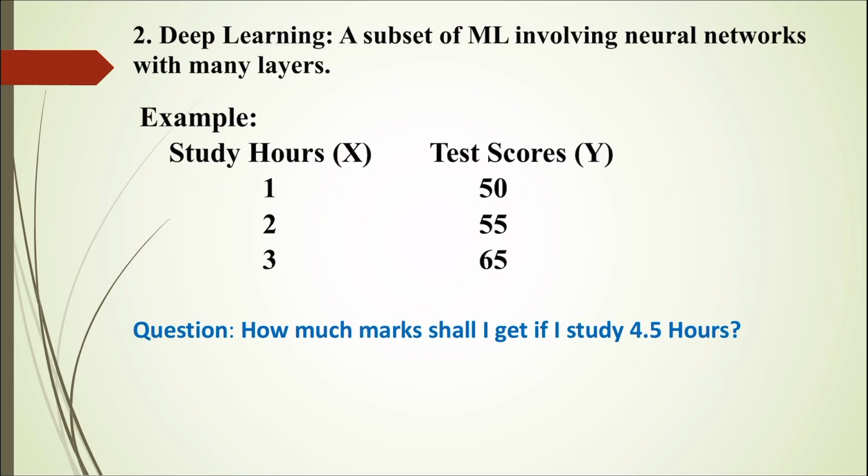Now let's talk about the second type of artificial intelligence, that is deep learning. Deep learning is a subset of machine learning involving neural networks with many layers. Again, we are going to use this simple example using two variables x and y, where x is representing the study hours and y is representing the test scores, to understand this concept of deep learning.